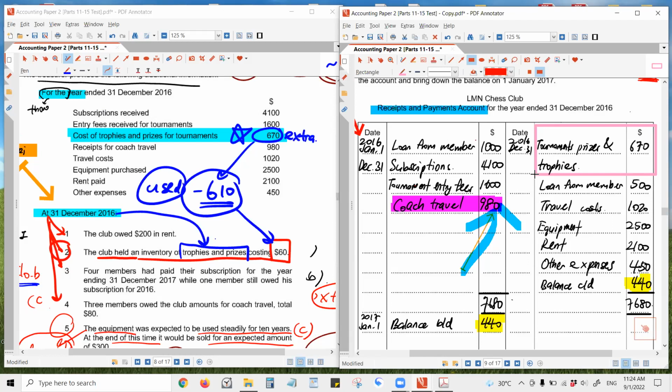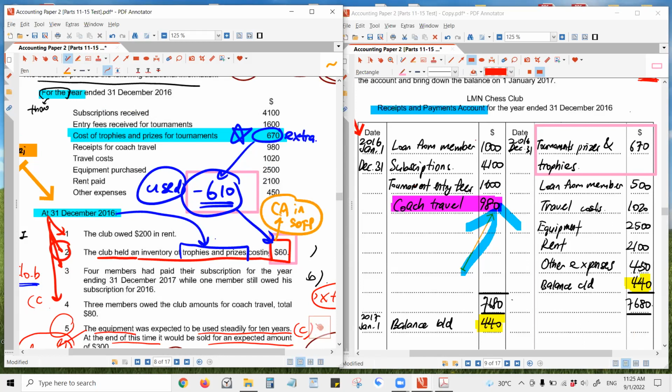But you should look for the amount of trophies and prizes you should buy during the year and distribute to the winners during the year. It is 610. And the 60 would become a current asset. It would become a current asset in the SOFP. So this item is kind of special. You show the amount that you have distributed during the year, which is 610.